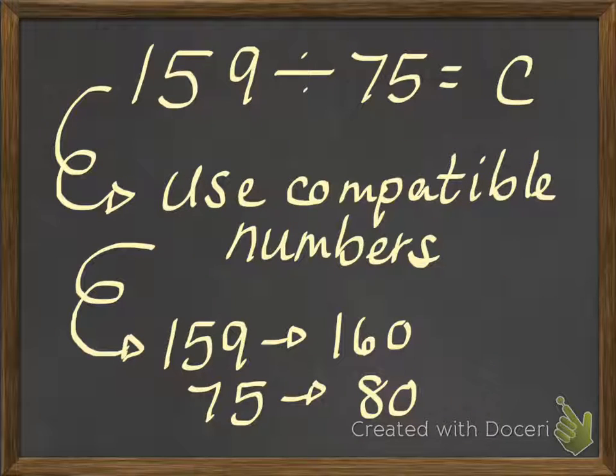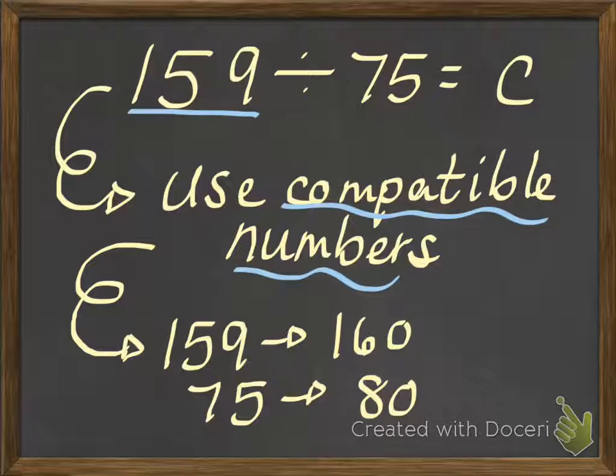So what I can do is use compatible numbers. Instead of using just 159, I'm going to use a compatible number, not necessarily a rounded number, but a number that's close, a number that probably ends in 0, that is easy for me to multiply and divide. So 159 becomes 160, and 75, I can change that to 80. Now, of course, I'm not going to get the exact answer, but I'm going to get an answer that's pretty close. It gives me a good estimate.